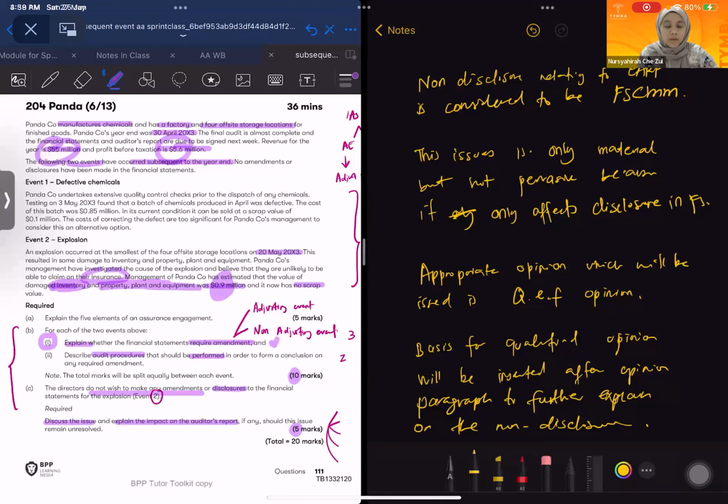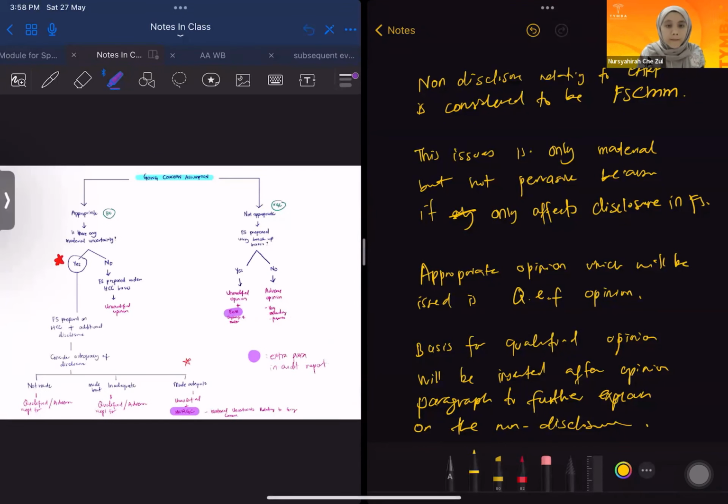If FSCMM alone, then you can use the chart just now. FSCMM or auto-say, then consider whether material not pervasive or material and pervasive, and then you will arrive at the appropriate opinion. However, if the audit report question is tested on GC, then you might need to use this chart right here to arrive at the appropriate opinion.